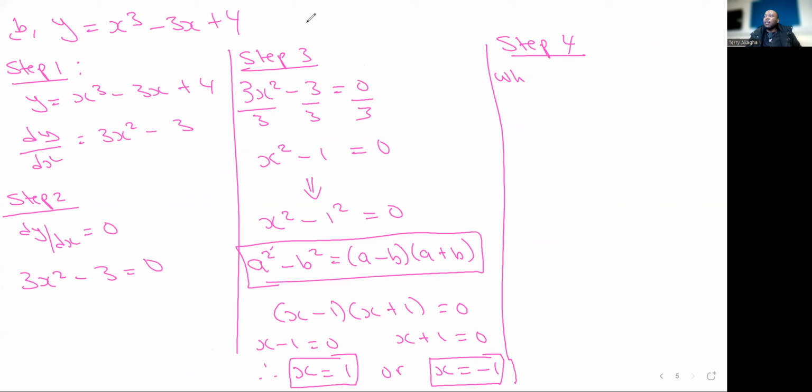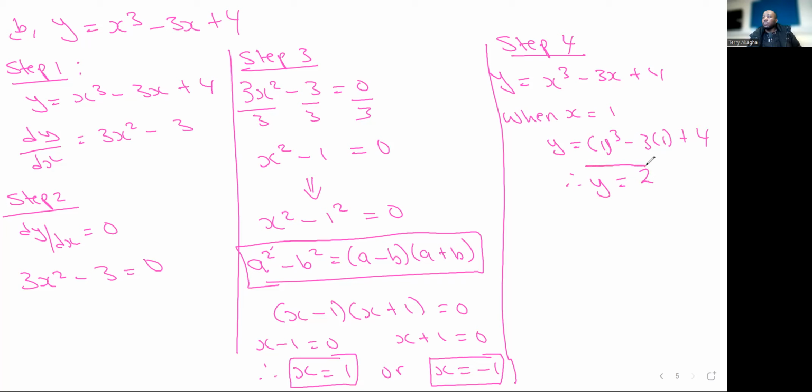Let me write down the original equation first. The original equation we had was y is equal to x cubed minus 3x plus 4. So the first one is when x is equal to 1. So y will be equal to 1 cubed minus 3 times 1 plus 4. That means anywhere you see x, you substitute 1. When you press all this in your calculator, this is 1 minus 3 plus 4, which is 5 minus 3. That will give you 2. So when x is equal to 1, y is equal to 2.